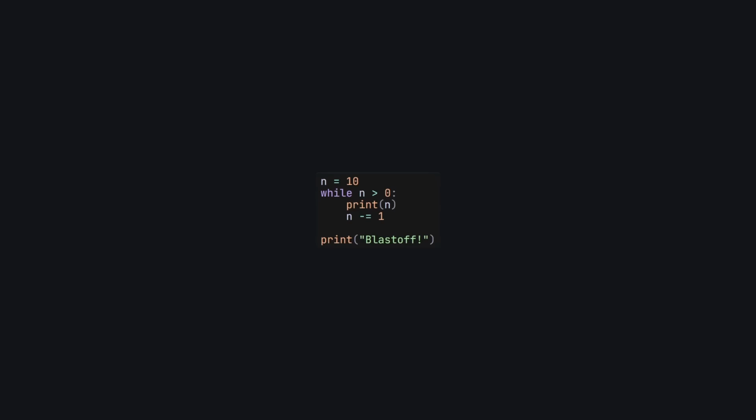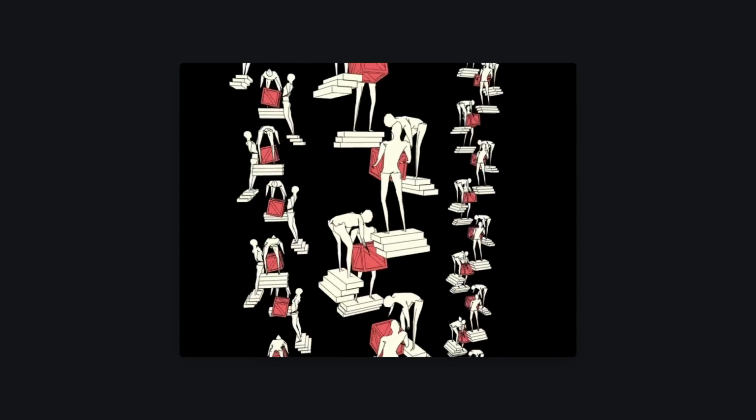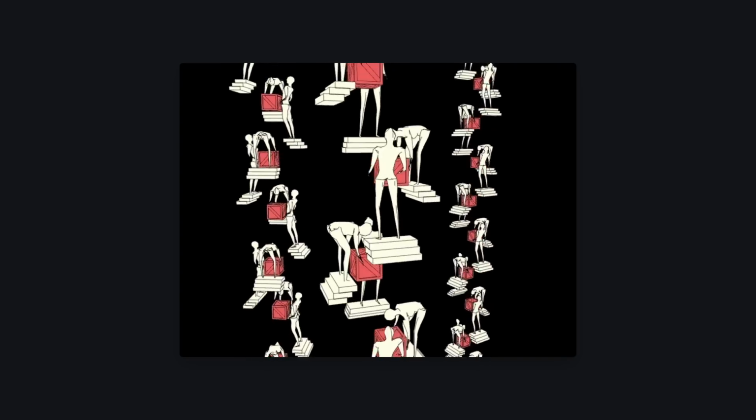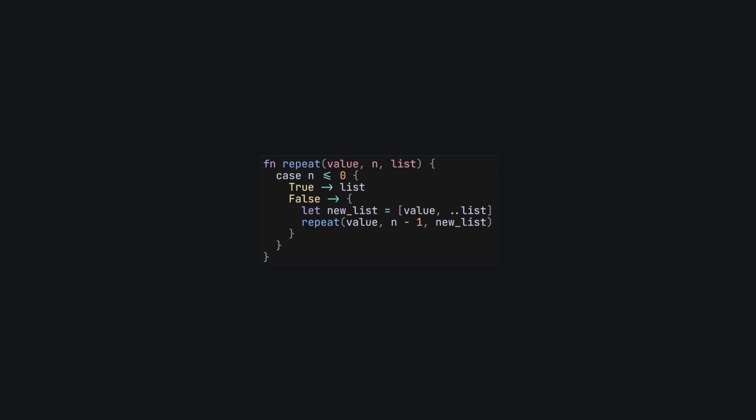Whereas loops almost always rely on being able to modify non-local state, like by changing the value of a counter variable. In a recursive function, you create your state as you recurse, passing new arguments into your recursive function on each iteration. That sounds a bit hand-wavy, so let's look at a quick example in Gleam. This repeat function takes in a value to repeat and a number n, and returns a list with n copies of the value.